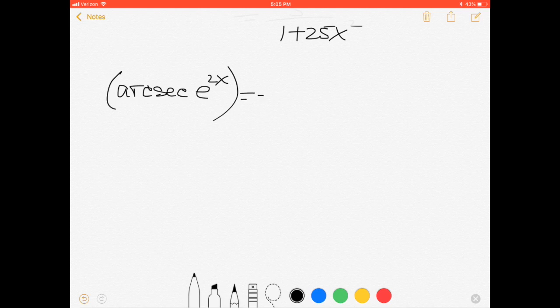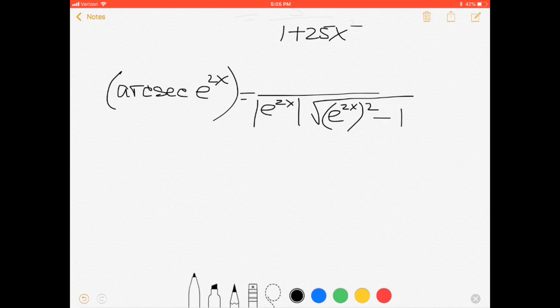How do you remember? The denominator will be the absolute value of what you have inside, but because of the e exponent, formally what we have here is times the function squared minus 1. This means e exponent 2x squared minus 1. And the numerator will be the derivative of e exponent 2x, which is twice e exponent 2x.